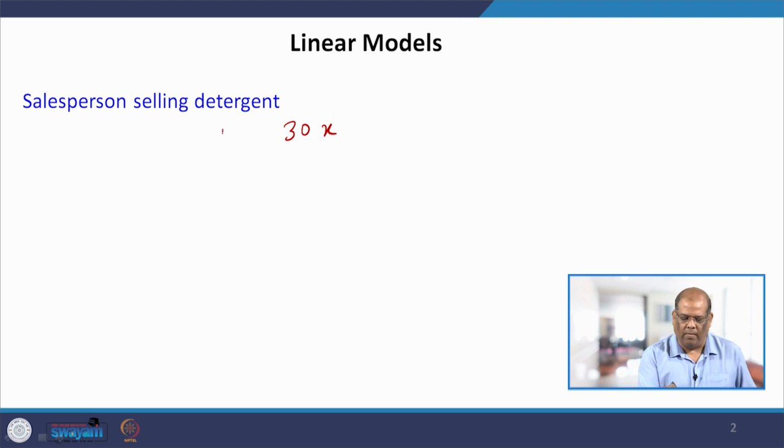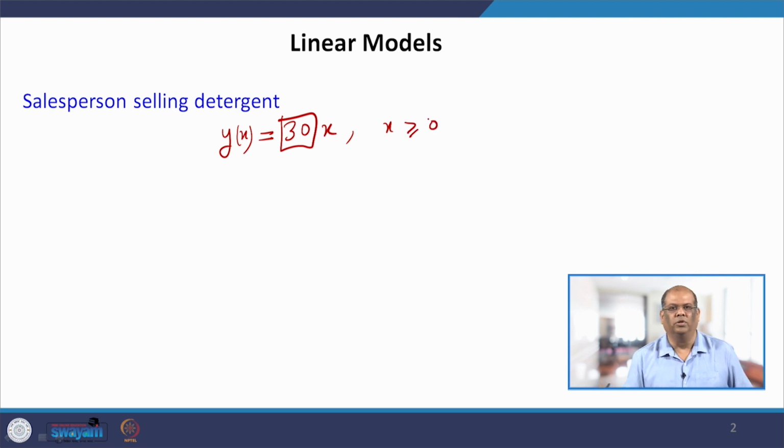So, the simple mathematical model is y, which is a function of x, where x is the number of products or number of packets that he will be selling, 30 is the price and x is greater than or equal to 0. Obviously, if x is 0, then there is no sale and he takes home 0 rupees, and as x increases, his sale increases, and we get a very simple model y equal to 30x.